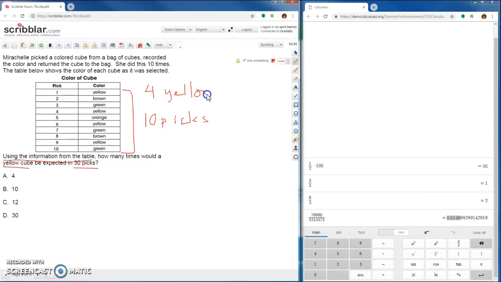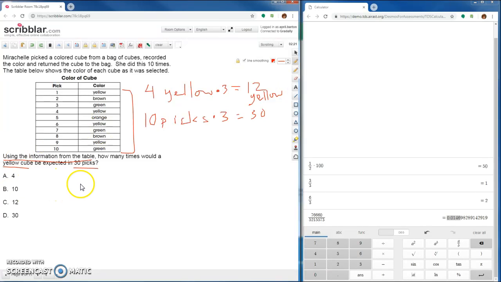Well, we want to get the total amount up to 30. So we basically want to keep repeating this table until we get up to 30. So if there's 10 picks, to make it up to 30 picks, we would need 3 of these tables. We would multiply by 3 to say 10 picks times 3 makes 30 picks total. When you do that, that's going to affect the yellows. That means we have 3 of these tables, all with 4 yellow choices. So we also multiply the 4 yellows by 3, which gives us 12 yellow picks.